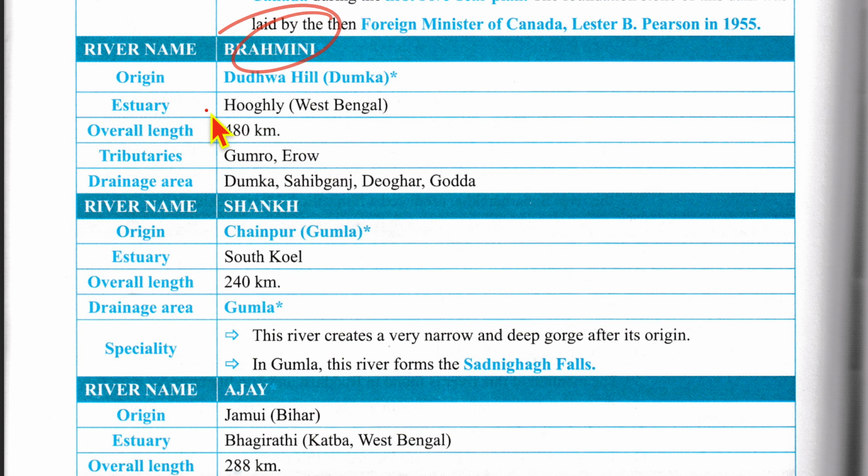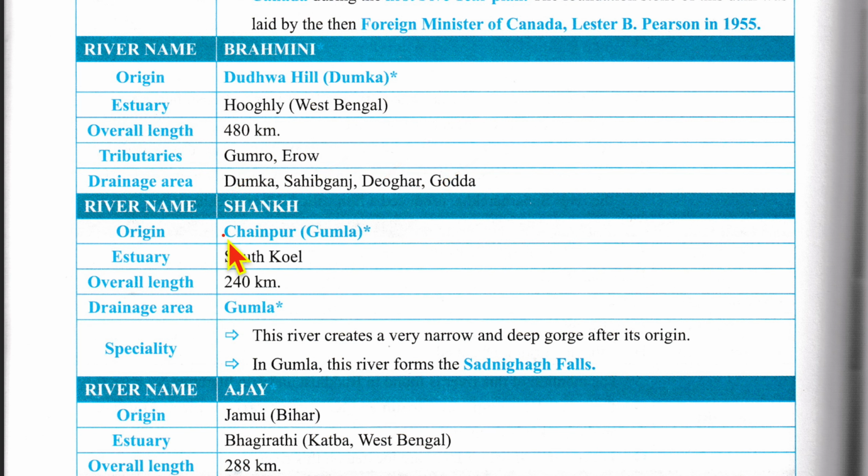Now Brahmani River, origin is in Dudhwa Hills in Dumka district. It forms a tributary of Hugli, which it meets in West Bengal. Overall length is 480 kilometers. Its tributaries are Gumro and Iro. Drainage area is in Dumka, Sahibganj, Deoghar and Godda.